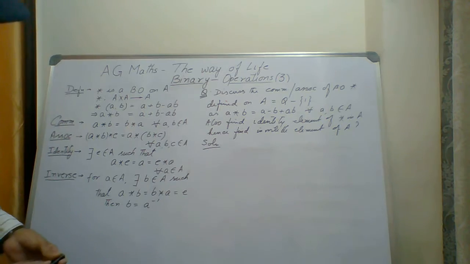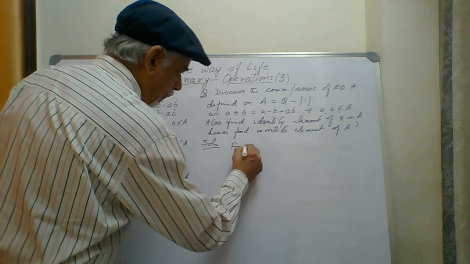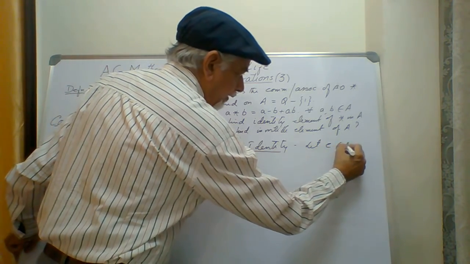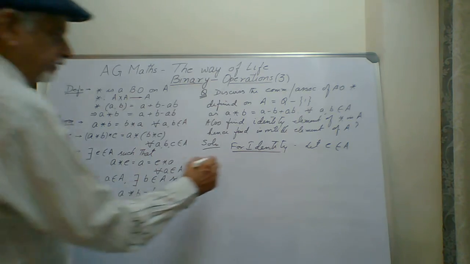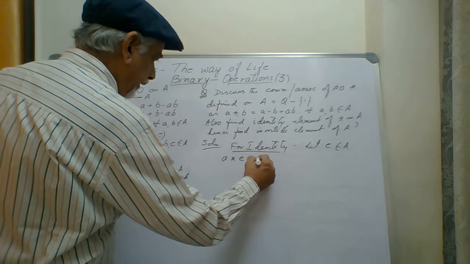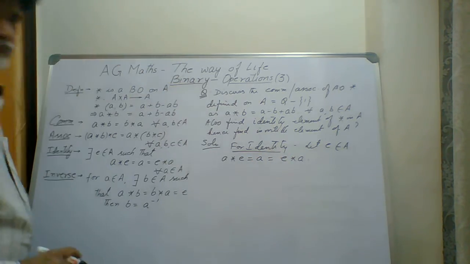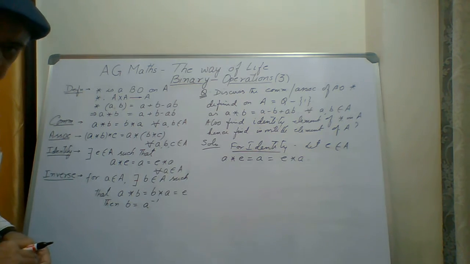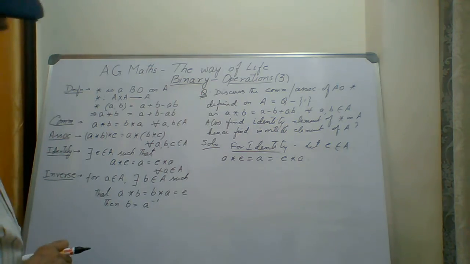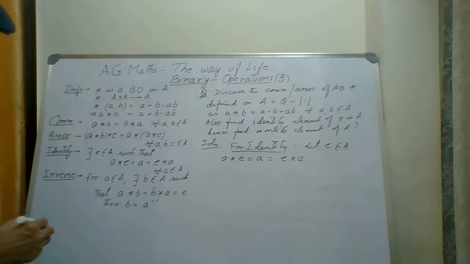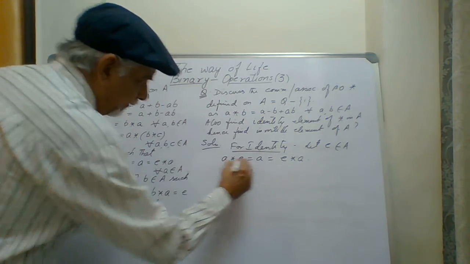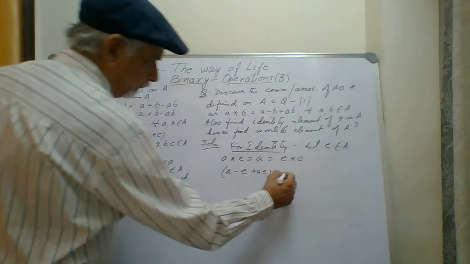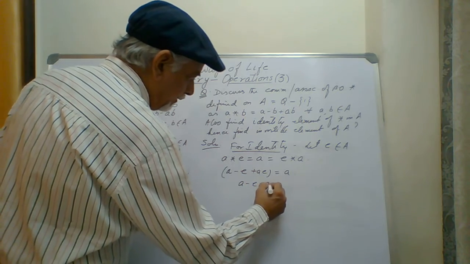Going for the identity, let us suppose the identity, for identity what we do, let E belong to A such that A binary E is equal to A and that is also equal to E binary A. If there is an element E in the set A such that A binary E gives me A and also E binary A gives me A. So as per the function given here, A minus E plus A times E should give me A. You open: A minus E plus AE is equal to A.